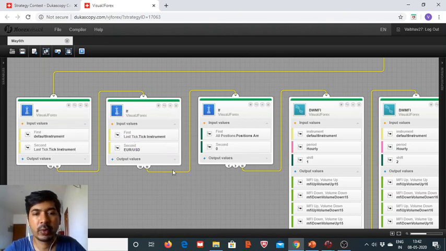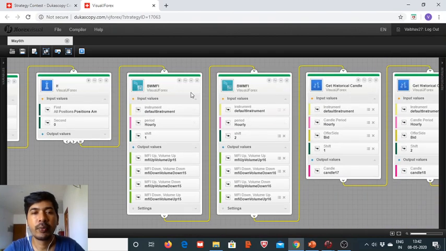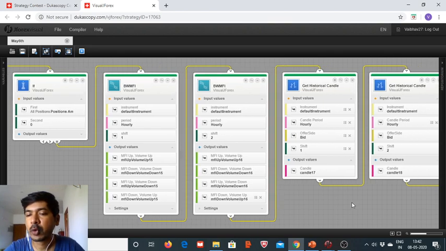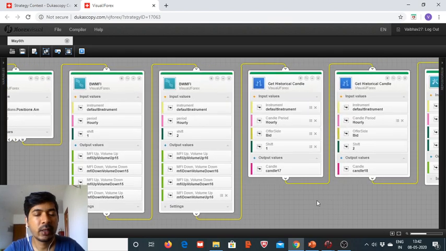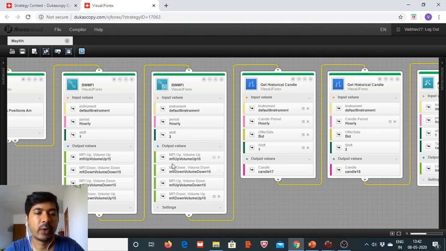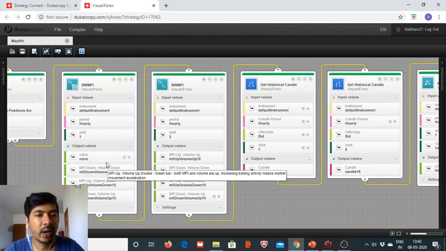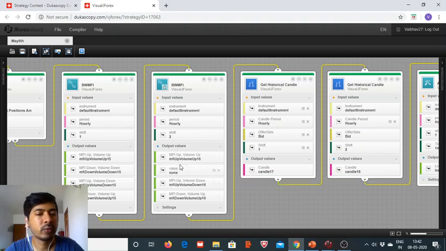Here we did instrument subscription for the Euro USD, then we defined position amount at 0. We brought in two BWMFI blocks, and we have defined these parameters at hourly time frame for the time period, and shift 1 and shift 2, the look back periods for going back in time and seeing whether the conditions were fulfilled. We are utilizing only two output values of all these four output values. One is MFI up, volume up, and second is MFI down, volume down. So of all these four values, we are basically concerned with two outputs only.